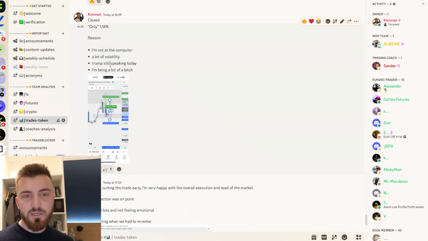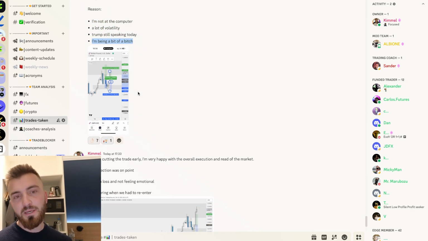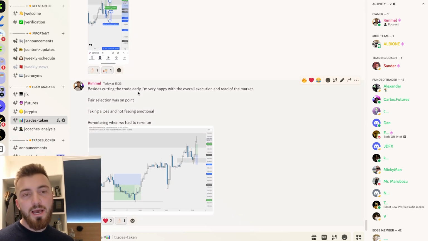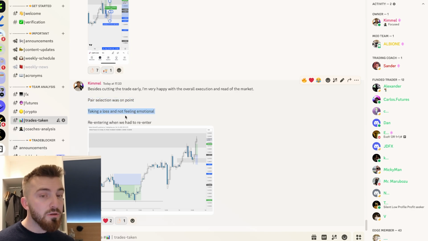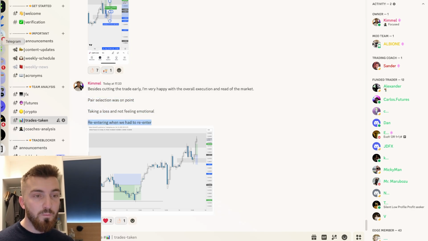Then a lot of volatility. Trump is still speaking today, and I'm being a little bit cautious. And then besides cutting the trade early, I'm very happy with the overall execution and read of the market. Pair selection was on point, taking a loss and not feeling emotional, and re-entering when we had to re-enter.